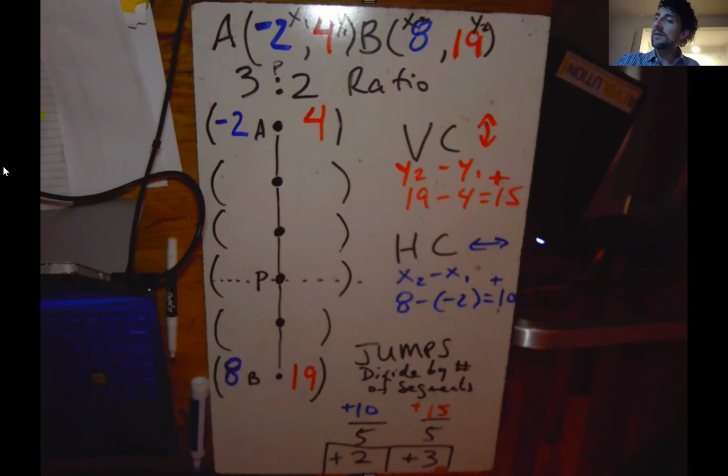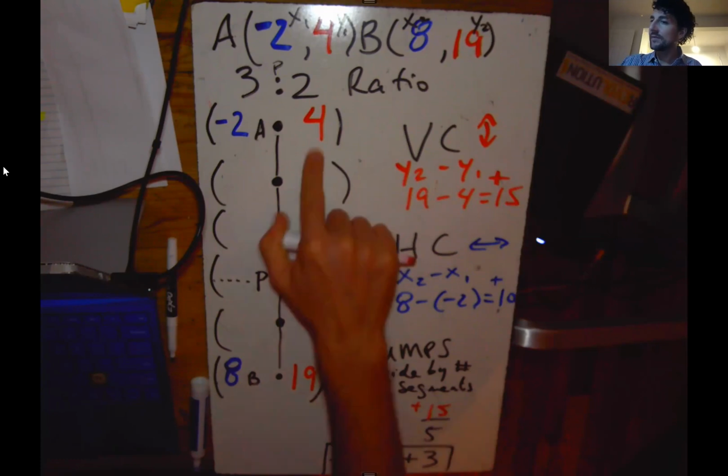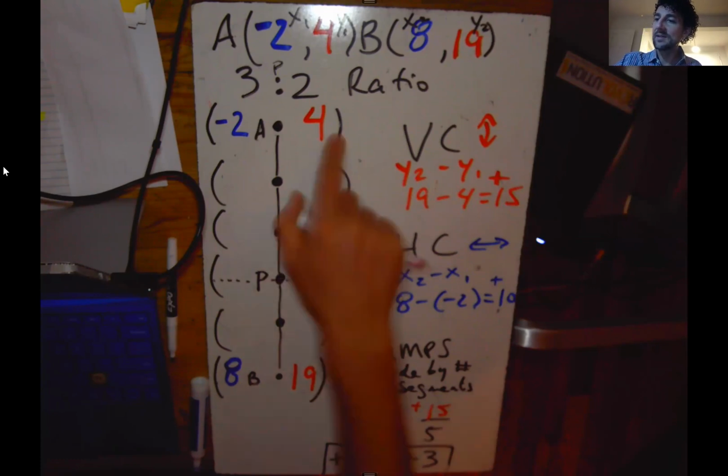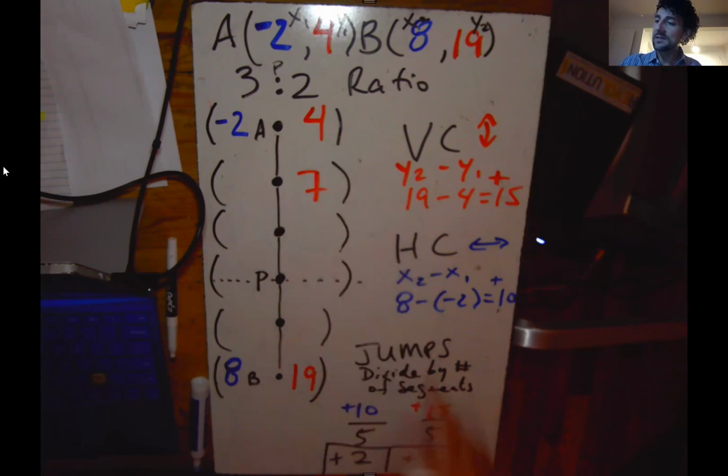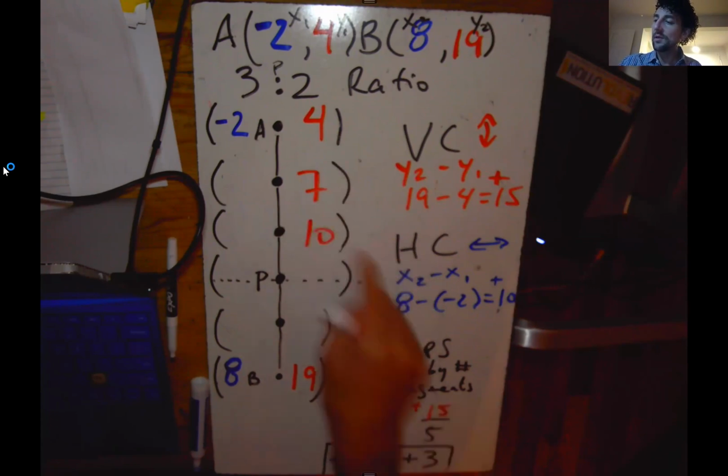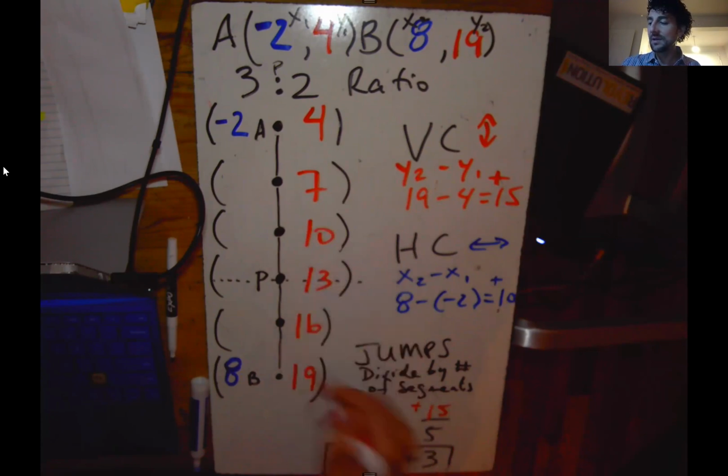So I'm going to start at 4 and then I'm going to add 3. 4 plus 3 is 7. 7 plus 3 is 10. 10 plus 3 is 13. 13 plus 3 is 16. And if I did that right, 16 plus 3 is 19.